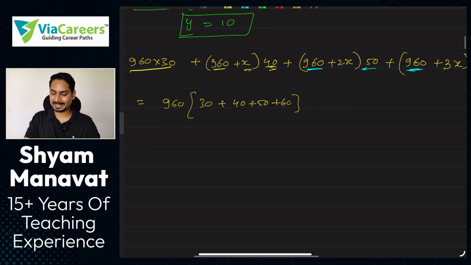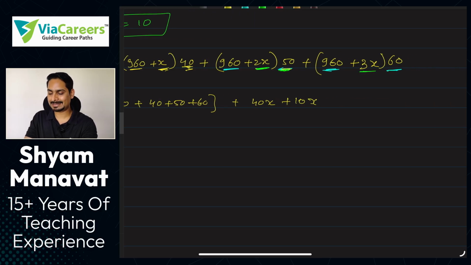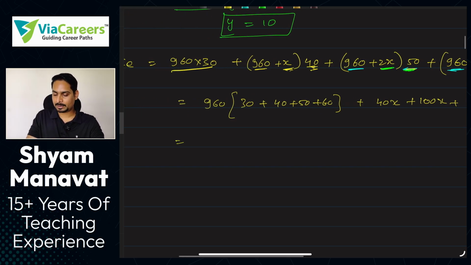Now similarly, if you look at x, here x into 40 becomes 40x. 2x into 50 becomes 100x, and 3x into 60 becomes 180x. Now here you get 30 plus 40, 70, plus 50 is 120, plus 60 is 180. So you got 960 into 180.